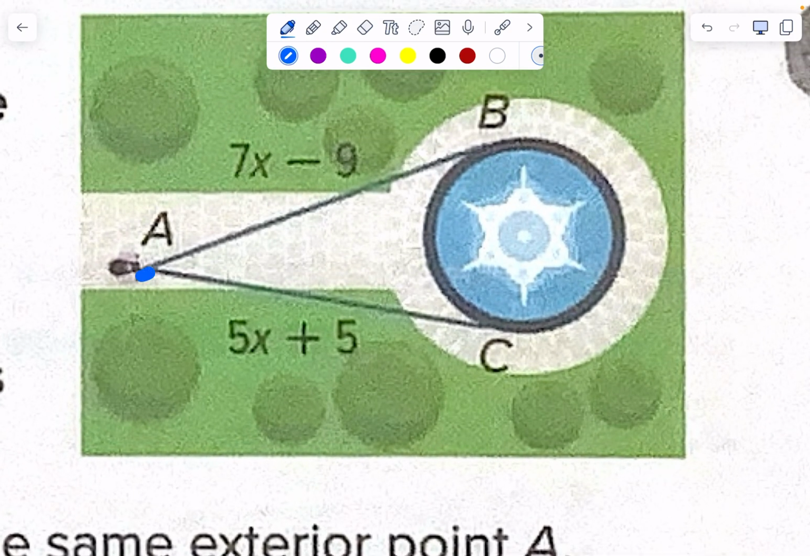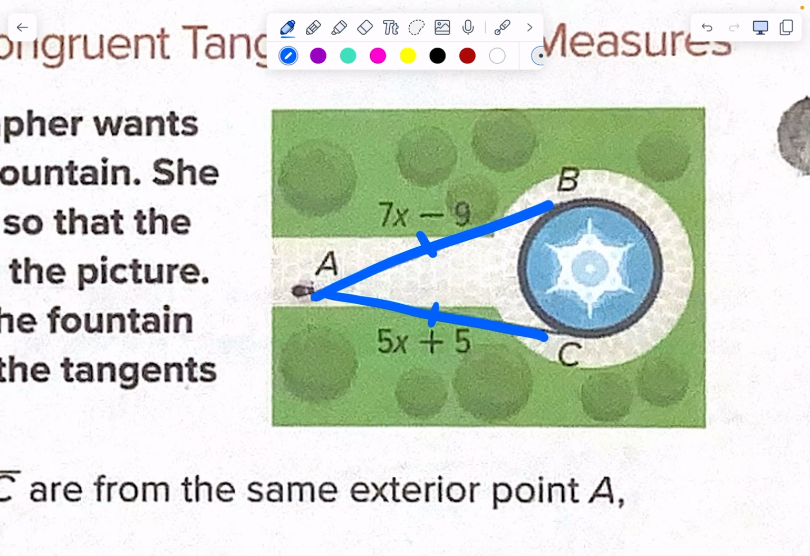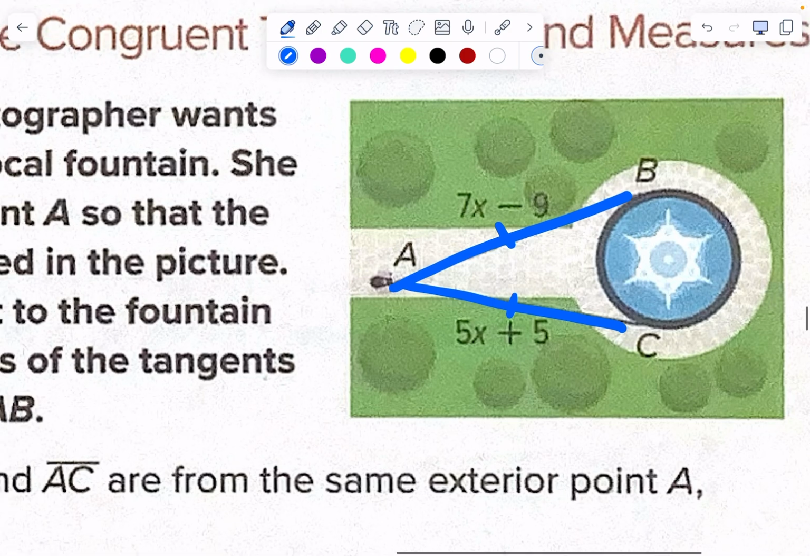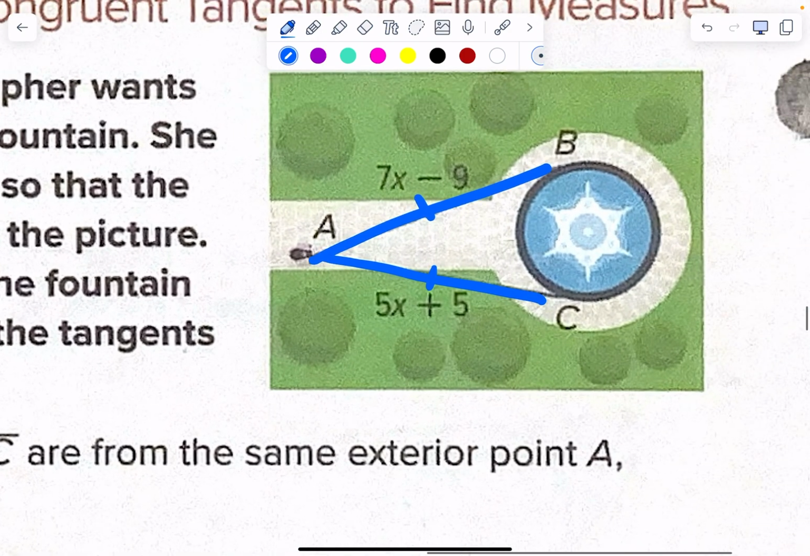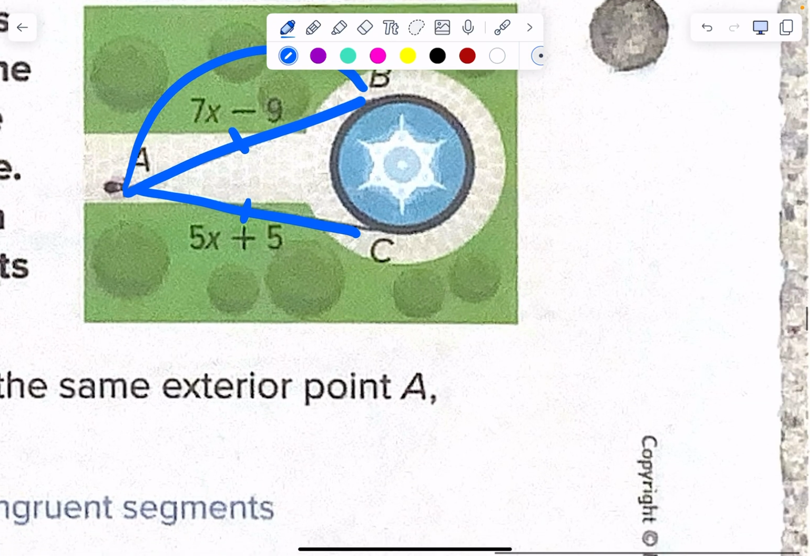So this side is 7x minus 9. This side is 5x plus 5. We know that those two things have to be the same because it makes an ice cream cone. Those are two tangent lines. They are asking for the length of AB. So they want to know how long this actually is. We're going to set those two things equal to each other. 7x minus 9 equals 5x plus 5.